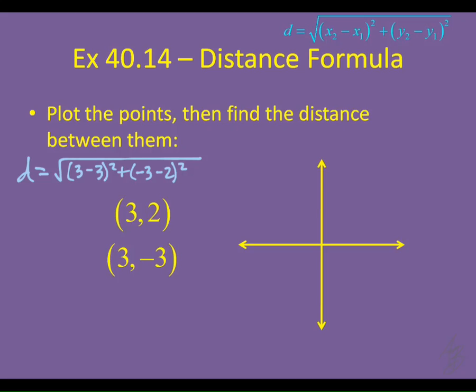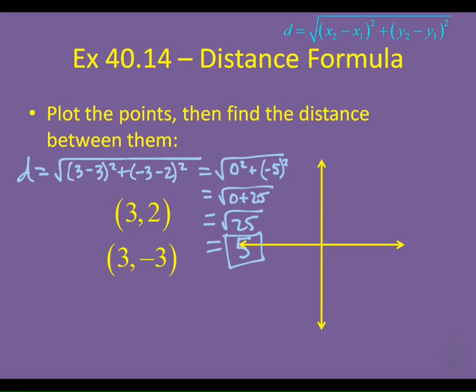Okay. What is 3 minus 3? 0. So we have the square root of 0 squared and -3 minus 2. -5. -5 squared. All right, 0 squared is 0. -5 squared is 25. And 0 plus 25 is 25. And so the distance is 5. Now, that's what we get from the distance formula.